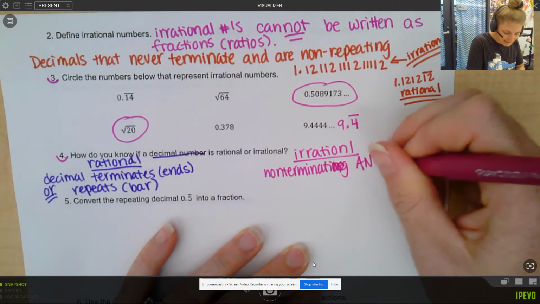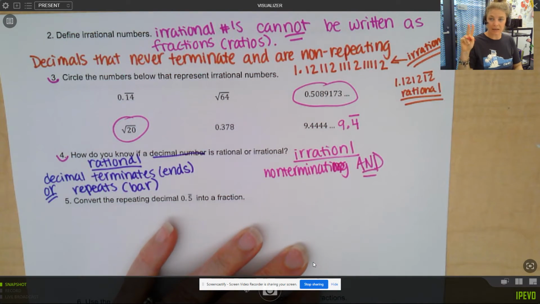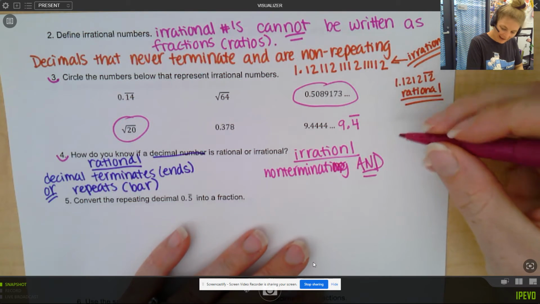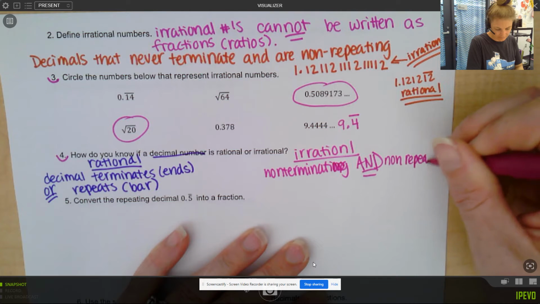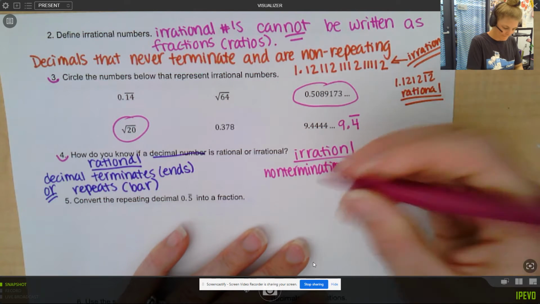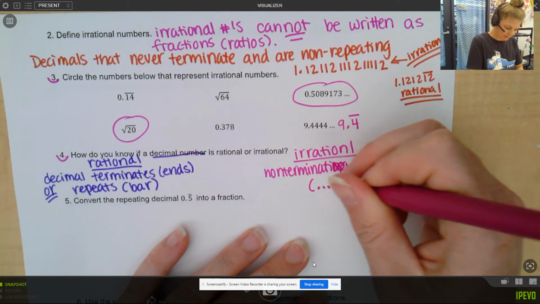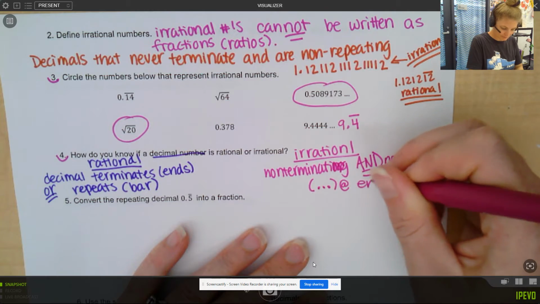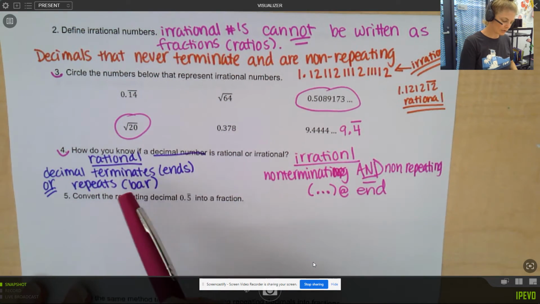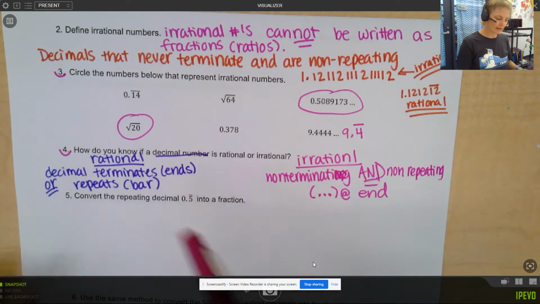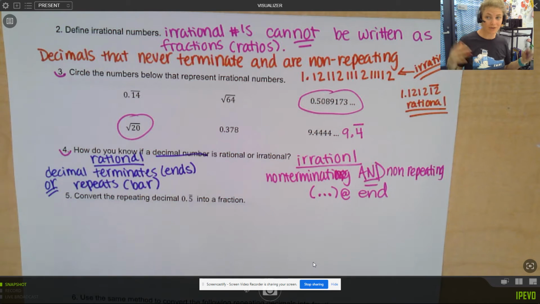And this is an "and" situation. We need both of these, right? We want them both, non-terminating and non-repeating. Maybe you have a ... at the end. Okay, so because we know that all rational numbers, terminating decimals or repeating decimals, can be written as a ratio because they're rational, we're going to do that.